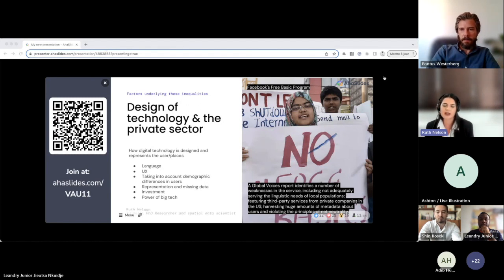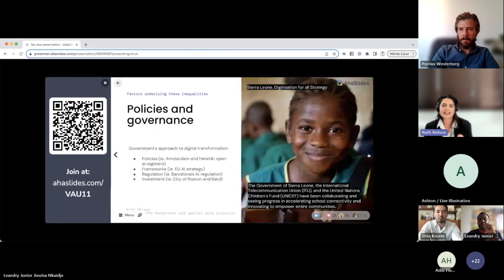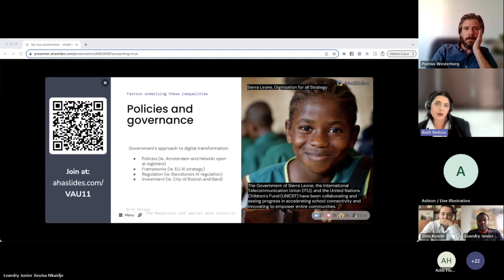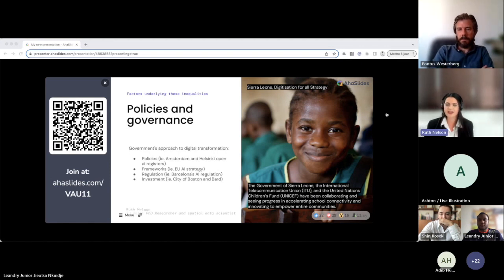And then the final thing I wanted to talk about, if you could go to the next slide, is the role of policies and governance, because I think this is very important when we're talking about the intersection between urban and digital technologies, emerging technologies. Policies are really important. For example, Amsterdam and Helsinki have open AI registers where they are transparent about the AI algorithms they're using in government. And a lot of governments are not transparent about their AI algorithms.